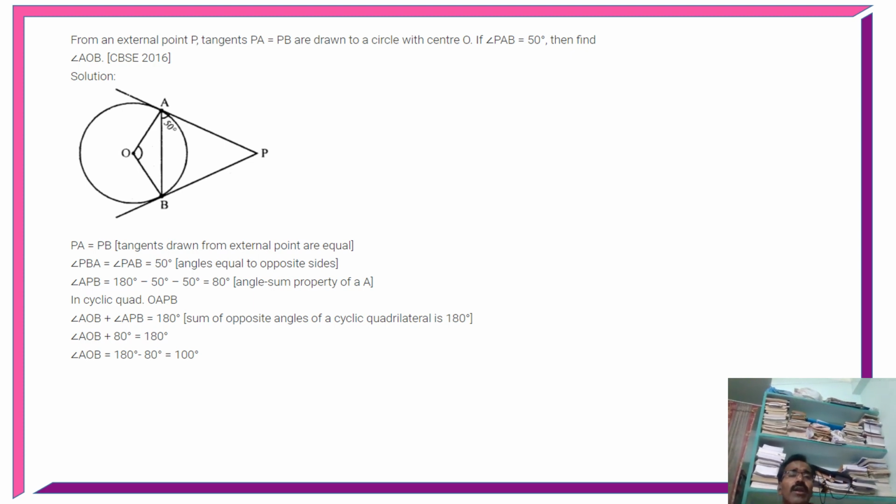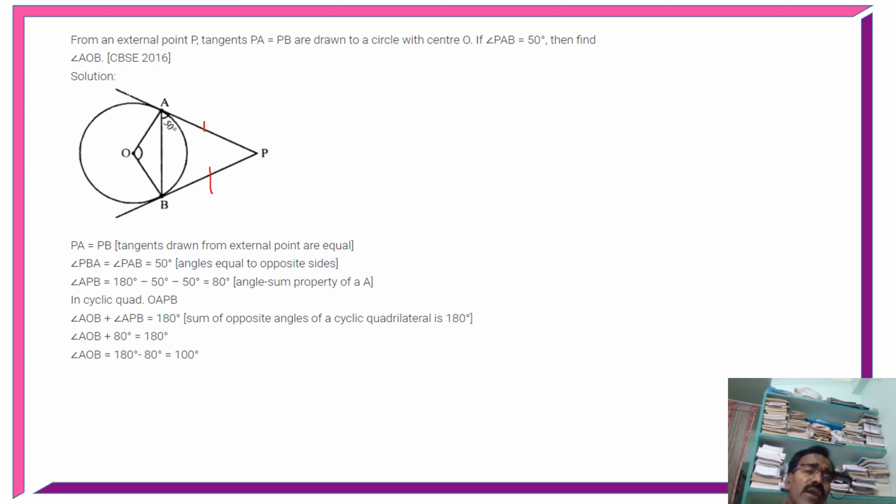From an external point P, tangents PA and PB are drawn to the circle with center O. If angle PAB is 50 degrees, find angle AOB. As we know, these two tangents are equal in length. So automatically, or else we do one thing.